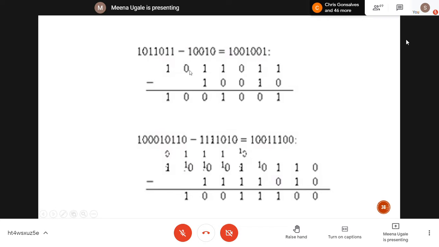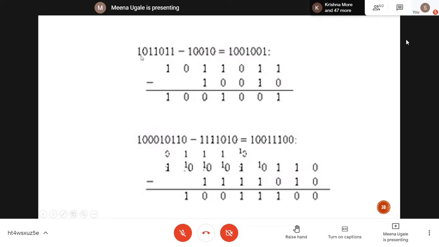I'm going for subtraction of 1011011 minus 10010. So these are my two numbers given here, and then I'm going for subtraction. The simplest example, you can see 1 minus 0 is 1, 1 minus 1 is 0, no borrow generated. Very simple, two numbers I have considered. So there is no need of generation of any borrow. Only the answer you are going to get here.